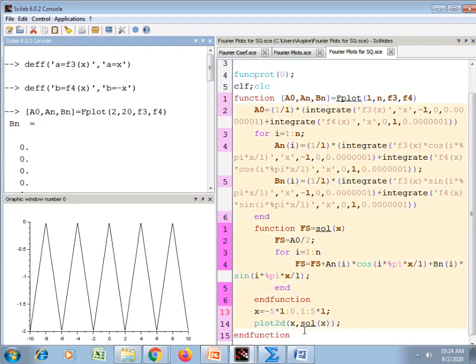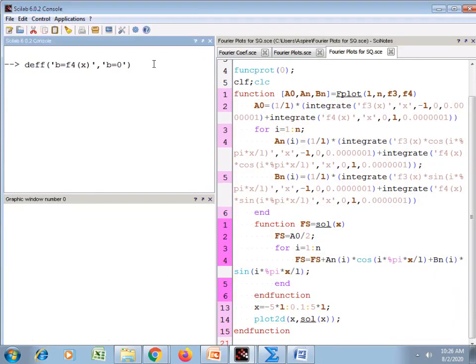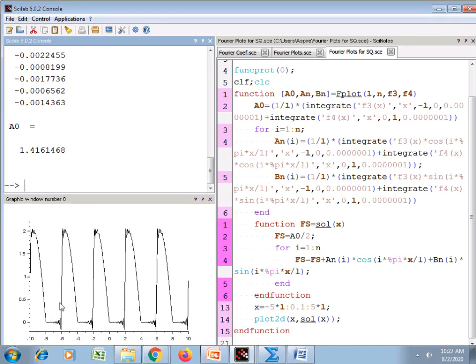Let's try for some other function. Let f3 be equal to 2 sine x, and the function f4 is 0. Now call the plot function. This shows the half wave rectified wave. So in this way we can plot various waveforms using different functions. This is all for today.